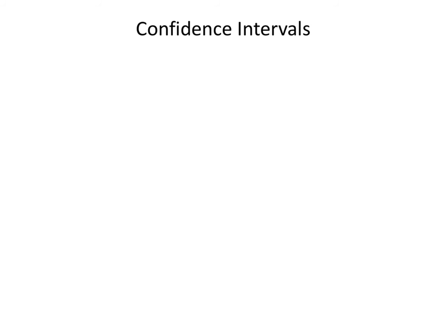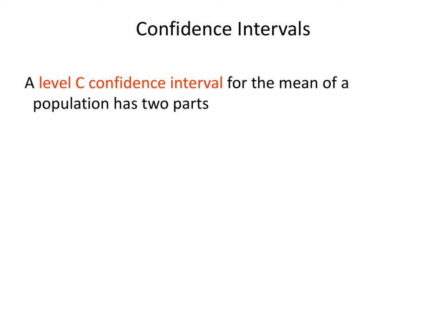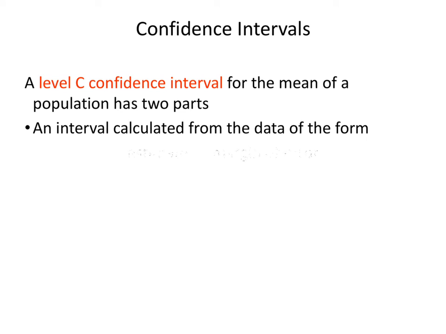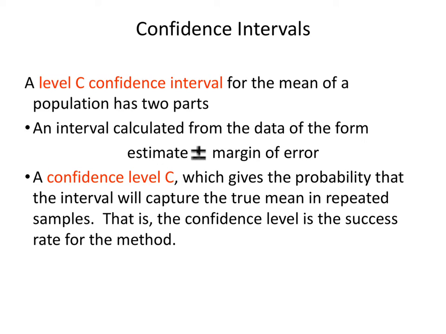Okay, so our last topic today is confidence intervals. A level C confidence interval for the mean of a population has two parts. It has an estimate and a margin of error. So it looks like an estimate plus or minus a margin of error.